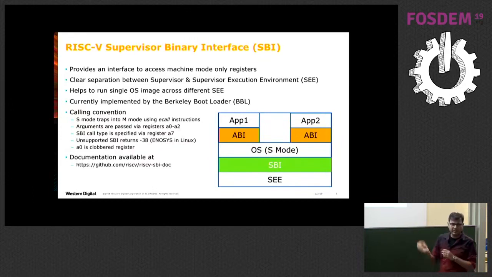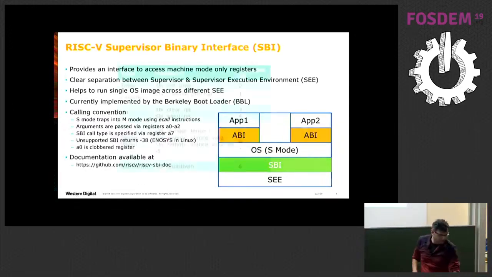Currently it is implemented by BBL, and it works as a supervisor trap and emulate. You trap into M mode using an ecall instruction. You pass your SBI call number in the A7 register, pass your arguments in the A0 to A2 registers, and if you want to return something, you return it using the clobbered register A0. The existing implementation is documented in one of the GitHub repositories mentioned here.